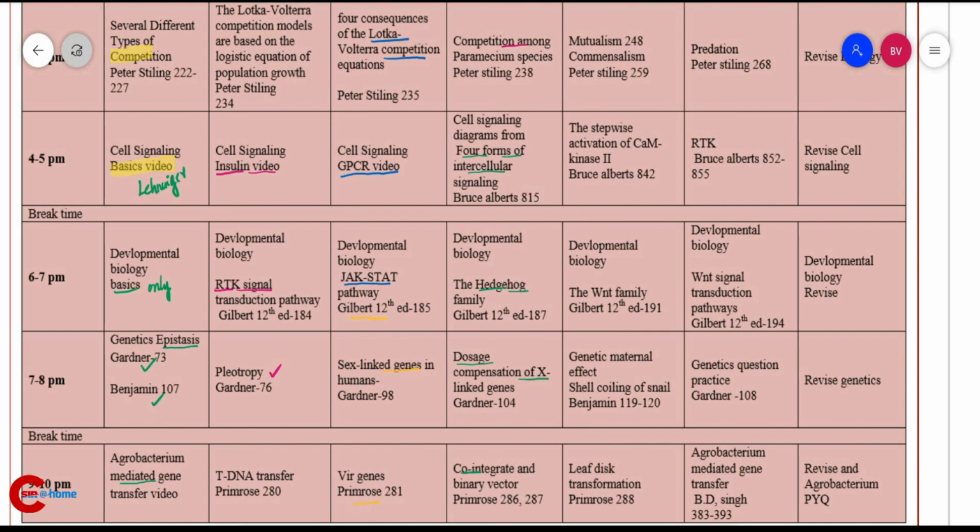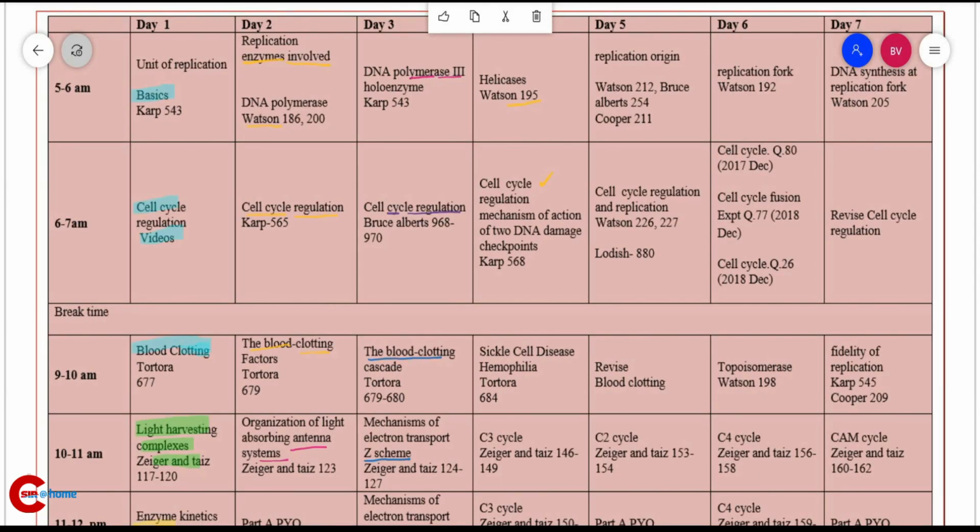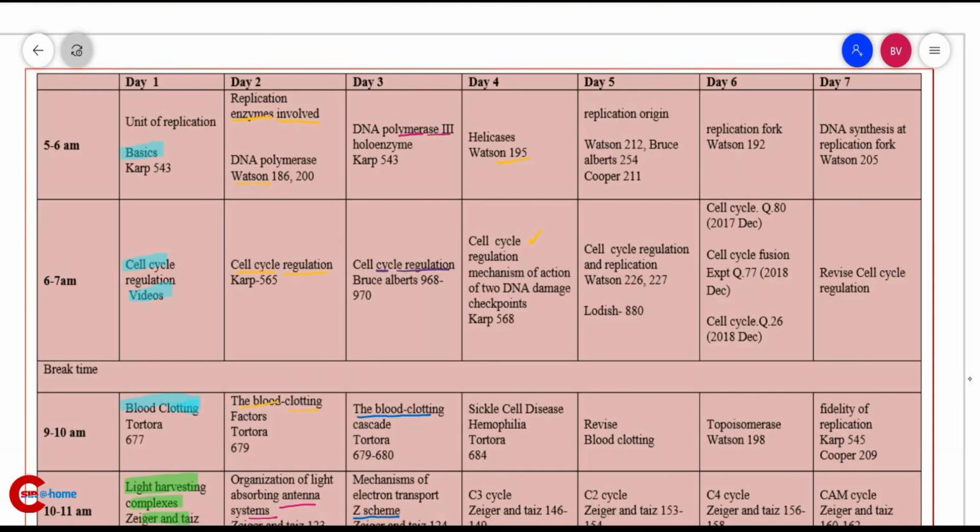Then 9 to 10 p.m., co-integrate and binary vector, and you can also study the examples of vectors. Then 10 to 11 p.m., larval forms, Tornaria larva, Balanoglossus, Kotpal, Invertebrate, page number 862. Then day 5, December 5, replication origin. You can refer 3 books: Watson, Bruce Alberts and Cooper. Just make notes from it.